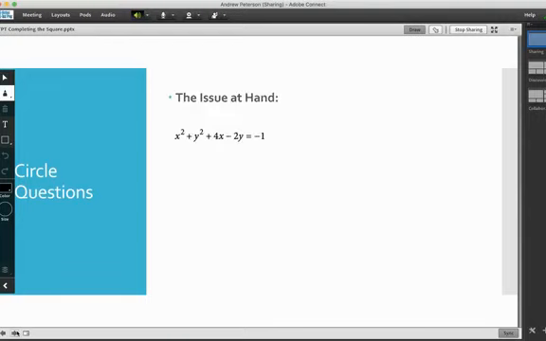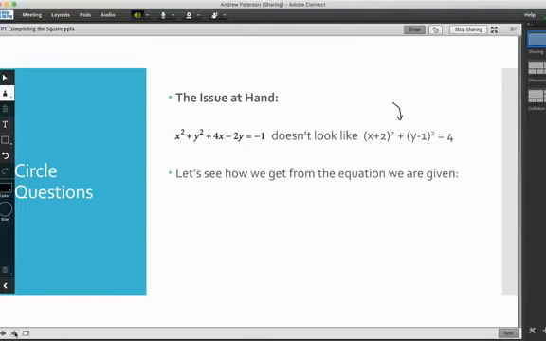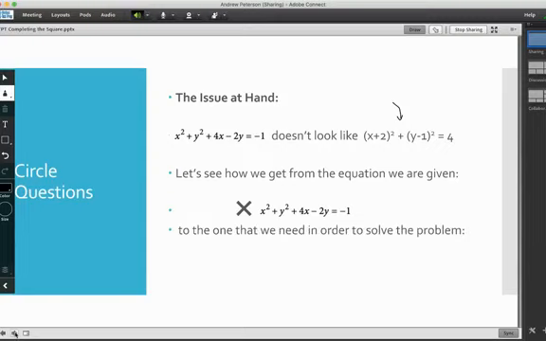So the issue at hand, to restate it, is that the equation we were just given doesn't look like this equation right here. I did skip ahead a couple steps when I made this slide. This is the equation we will be getting momentarily once we change things around and work through the problem. But it doesn't look like that, so our job here is to make it look like that. So let's see how we get from the equation that we're given, which is this one posted right there, to the one that we need in order to solve the problem. All right, let's dive in.